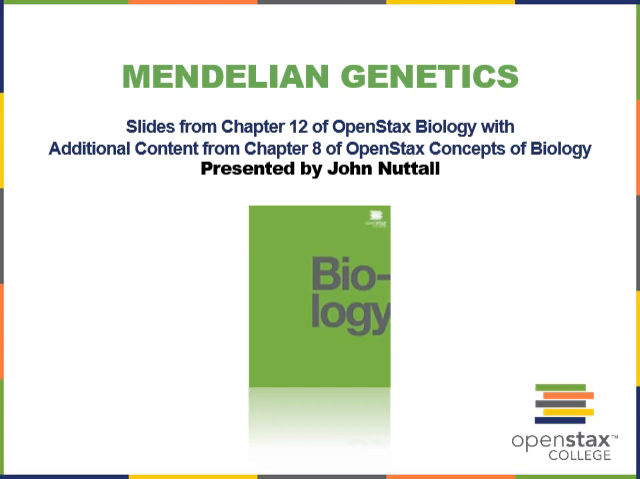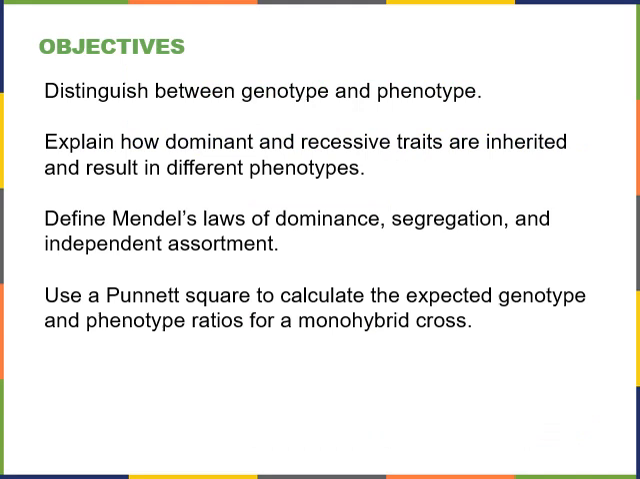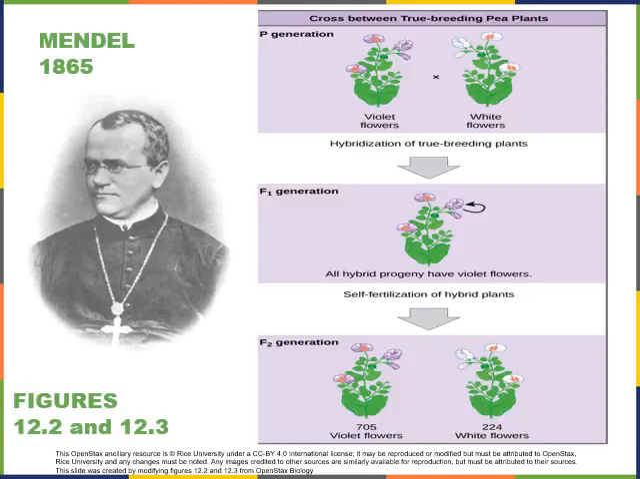This video will give you an overview of Mendelian genetics from Chapter 12 of OpenStax Biology with additional content from Chapter 8 of OpenStax Concepts of Biology. After watching this video, you should be able to answer the following study objectives: to distinguish between genotype and phenotype, explain how dominant and recessive traits are inherited and result in different phenotypes, define Mendel's laws of dominance, segregation, and independent assortment, and use a Punnett square to calculate the expected genotype and phenotype ratios for a monohybrid cross.